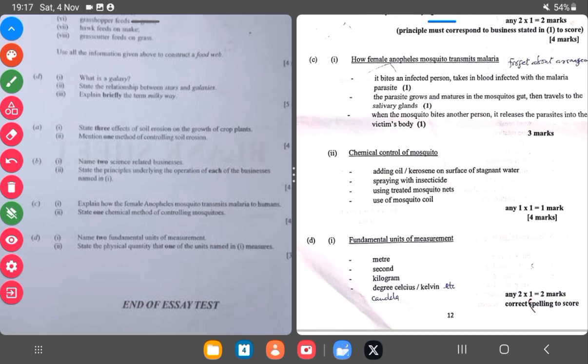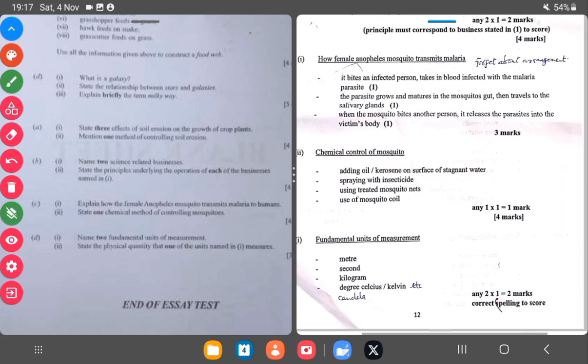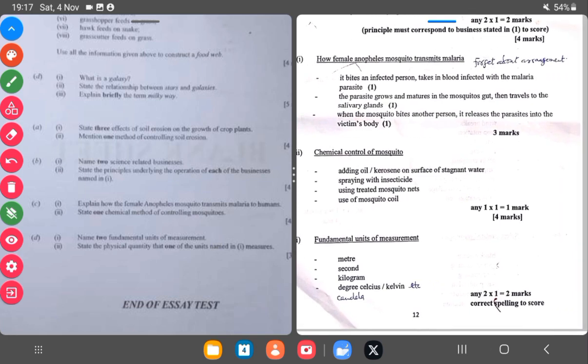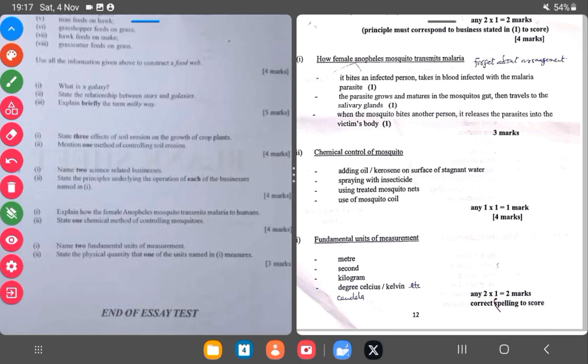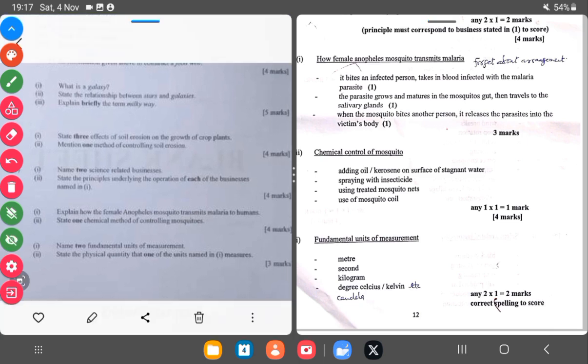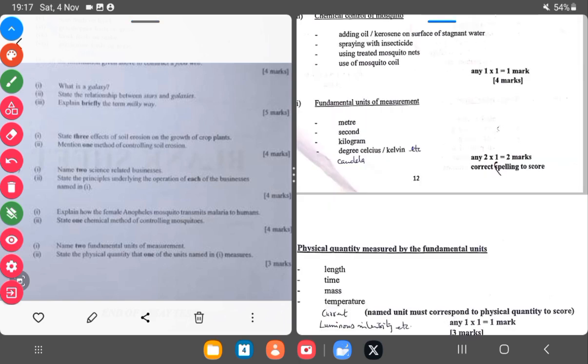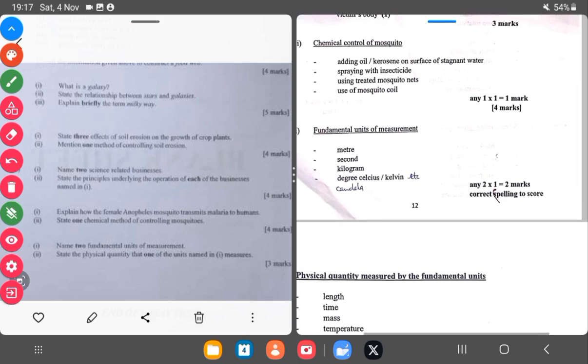So the C part is explain how the Anopheles mosquito transmits malaria to humans. So it bites an infected person and takes in the blood. The parasite grows and matures in the mosquito's gut. When a mosquito bites another person, it releases the parasite into the victim. The next one is one chemical way of controlling mosquitoes: the use of insecticide, spraying, using of treated nets. They all have chemicals in them.